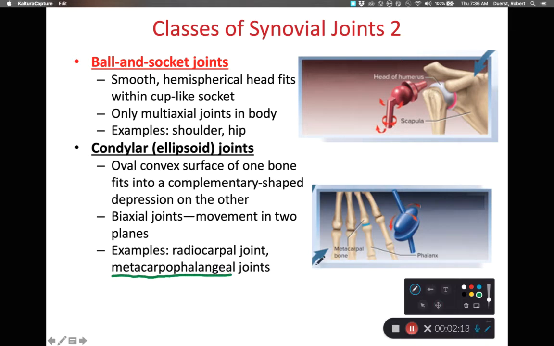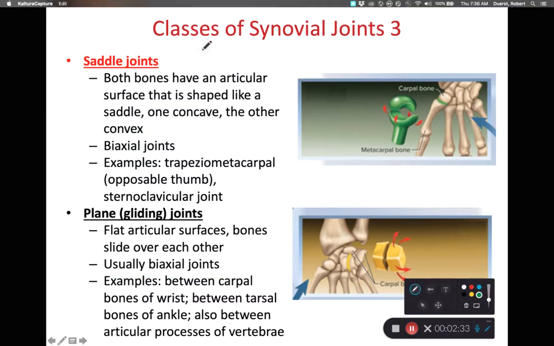So these joints are going to give us multiple planes of movement. As I'm just wiggling my finger right now, I can definitely have 2 planes of movement with these joints. Although I will admit, one plane has a lot more movement than the other plane.